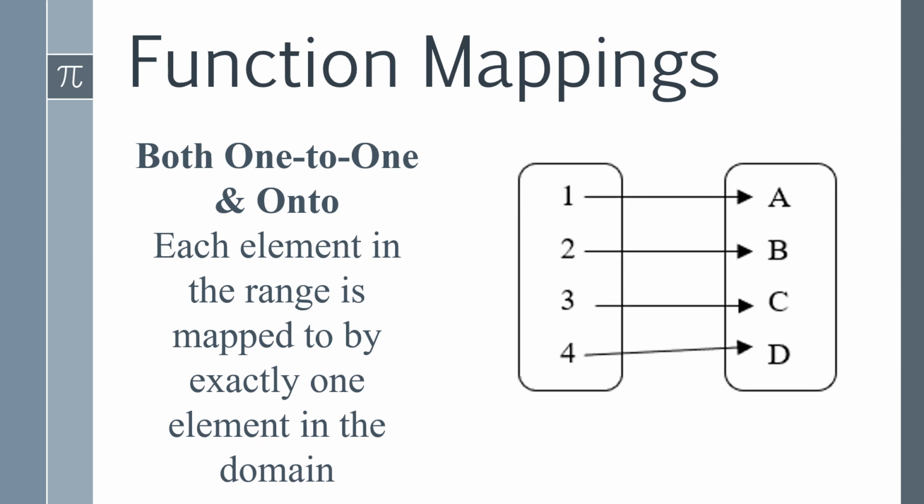Okay, so here's both 1-to-1 and onto. So in this instance, there's an identical number of values in the domain, and they match up to the identical number of values in the range. So you'll see there's 4 values in the domain, and there are 4 values in the range. So they match, and they all match up 1-to-1.